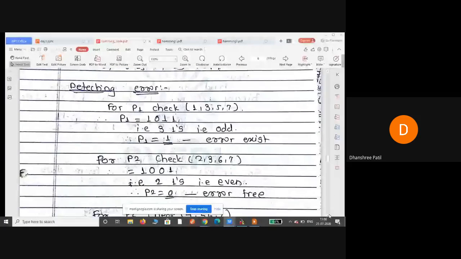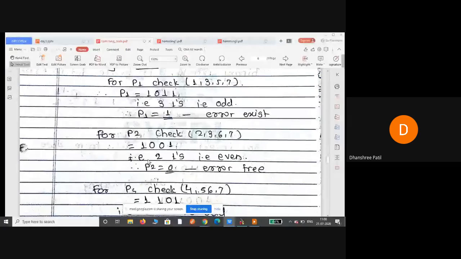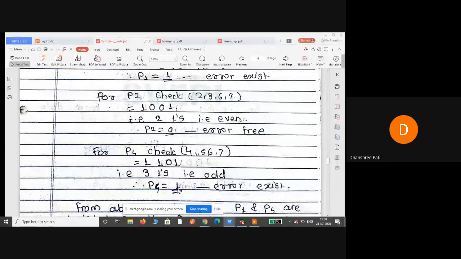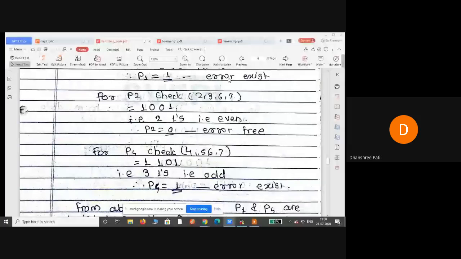So for P2 we have to check 2 3 6 7, then the number of ones is 2, it is even, so P2 is error free, so P2 is 0. P4, check 4 5 6 7, the number of ones is 3, so the error exists. So clearly P1 and P4, these two have errors, meaning some error exists, we have to correct it. Now how to correct this error?